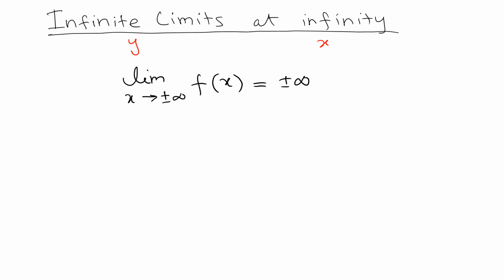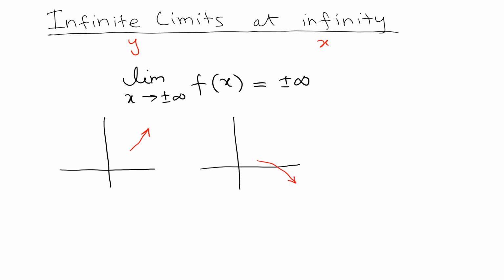If you look at the graphs, this is the first one. You have the function, x goes to infinity, and then y also goes to infinity, like that. So x goes to infinity, y goes to infinity. And the second one is x goes to infinity, y goes to negative infinity, going like that.